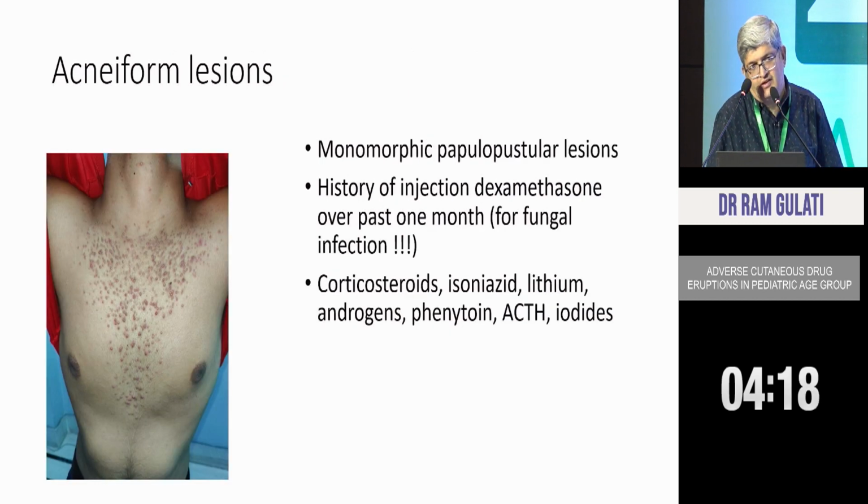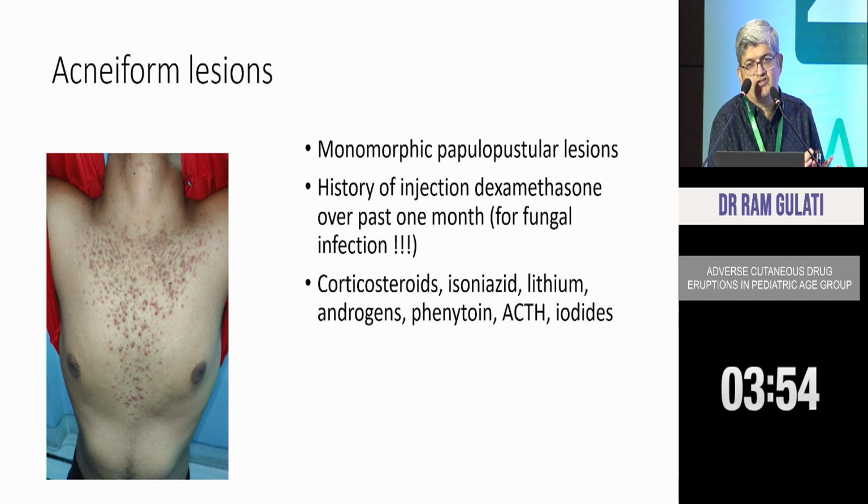This one I've just put in. Again, if you look at papulopustular lesions, do think of steroids as a cause of monomorphic acneiform lesions. These are papulopustular lesions more on the trunk and extremities as compared to the face, and all lesions look exactly the same. So these are because there was a history of injectable dexamethasone in this child, given apparently for a fungal infection. Again, that is a predictable thing. So it is a predictable reaction to steroids, but I've just put it here as an addition.